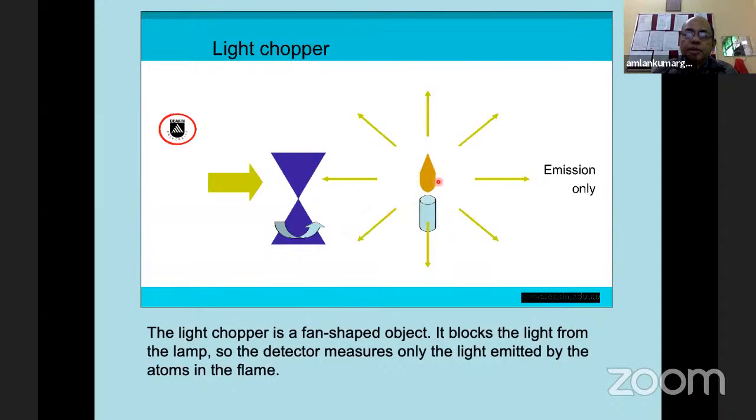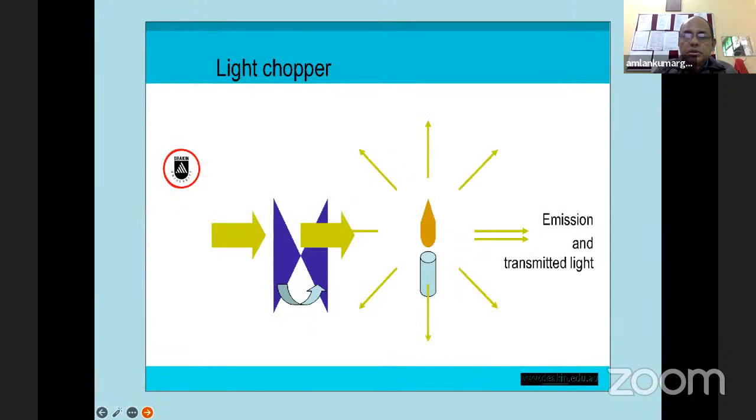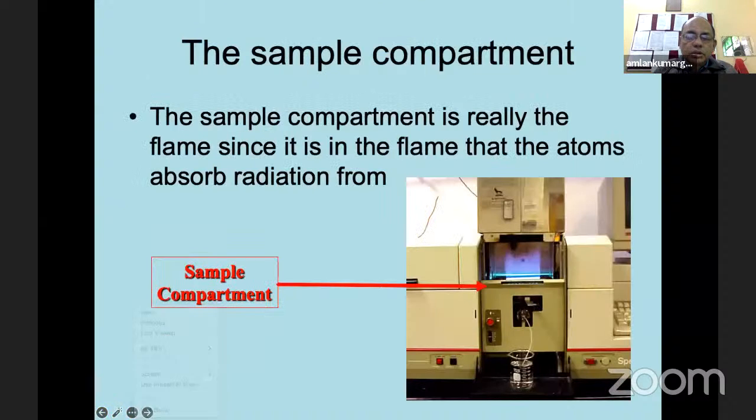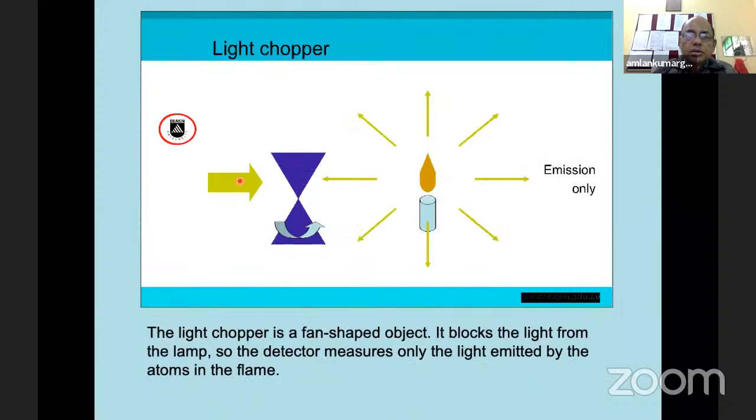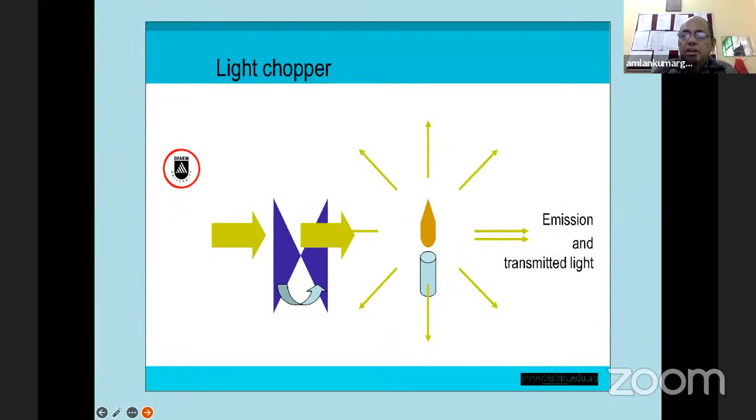So this is the flame. Here, if you record this one, you will get emission only. But from here, if you chop it out, you will see the light that passes through is emission and the transmitted light. Here, light is not allowed to pass, so only emission goes. So here you get only emission, whereas in the next slide you get emission and the transmitted light. So if you subtract these two, you will get the transmitted light.